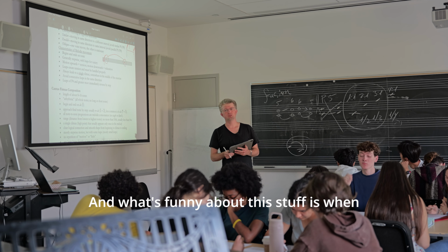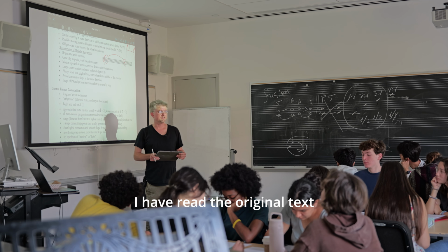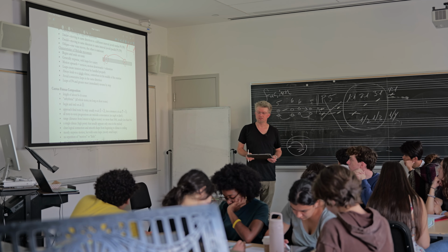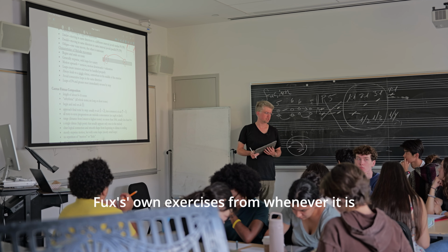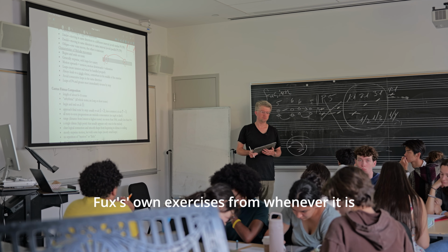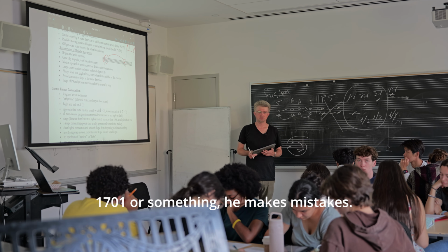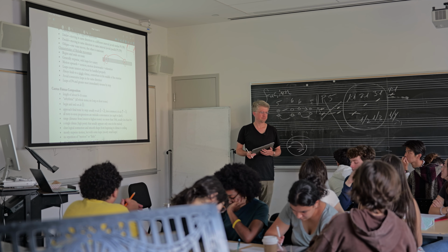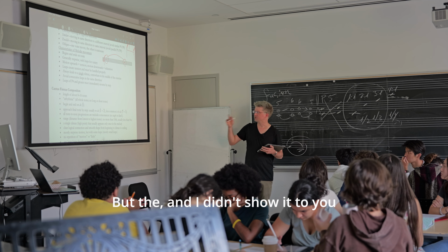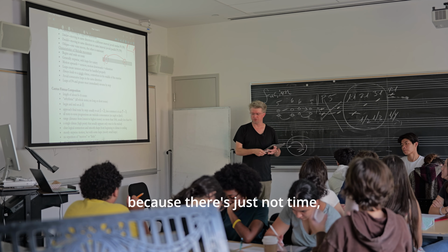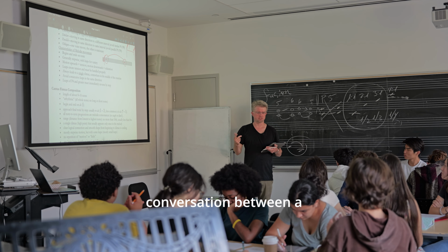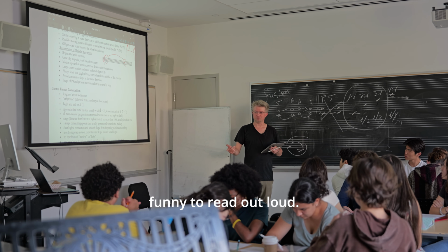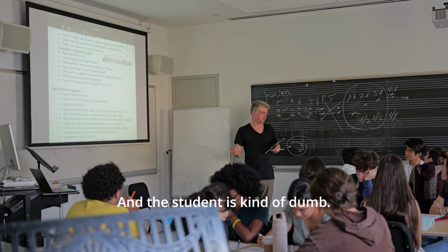And what's funny about this stuff is when I have read the original text of Gradus ad Parnassum and looked at Johann Fuchs's own exercises from whenever it is, 1701 or something, he makes mistakes. And I didn't show it to you because there's just not time, but the way the book is written is as a conversation between a teacher and a student. It's actually kind of funny to read out loud, and the student is kind of dumb.